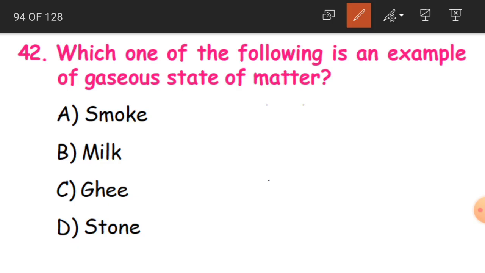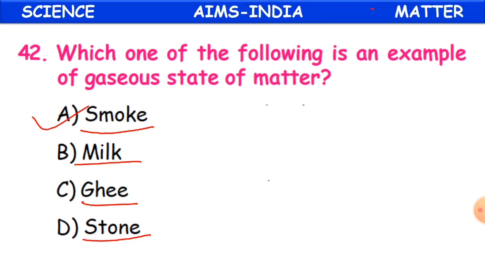Now, 42nd question. Which one of the following is an example of gaseous state of matter? Smoke, milk, ghee, or stone? What do you think? Gaseous state of matter which we cannot see. Yes, smoke. In the sense we can see the smoke, but the form of the smoke is gas. Inside the smoke, like carbon dioxide or some other chemical, we cannot particularly see what is what. Milk, ghee, stone are all other states of matter which we can see.